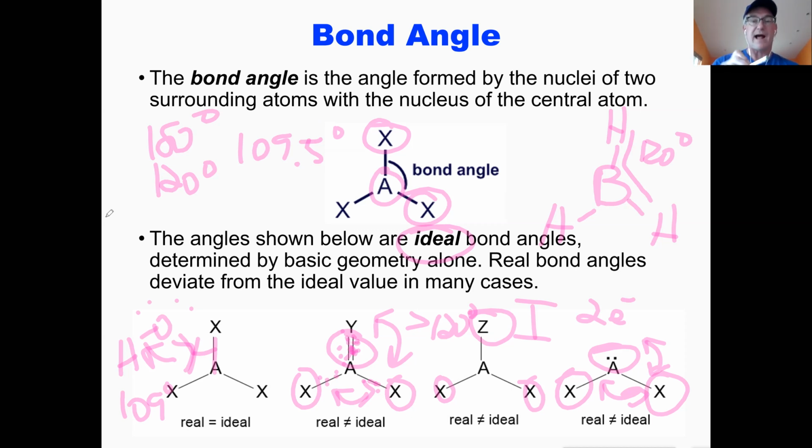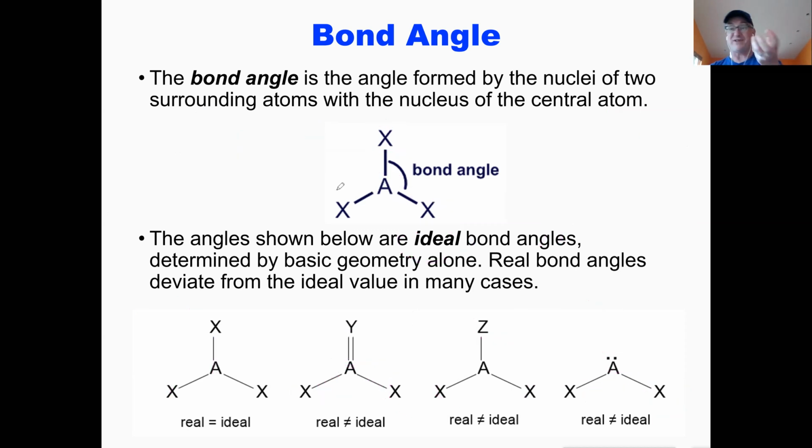So I won't ask you to know precisely what those bond angles are, because that's not important. What you will need to know is whether it's going to be more than the ideal angle, or less than the ideal angle. By knowing the densities of the electrons, whether it's a double or a triple bond, or knowing that a lone pair repels atoms more than just a regular bond, you'll be able to predict whether or not that bond angle is more or whether it's less, okay?